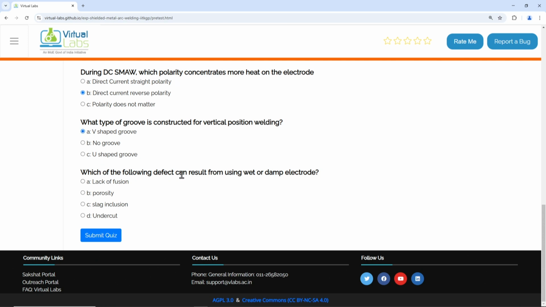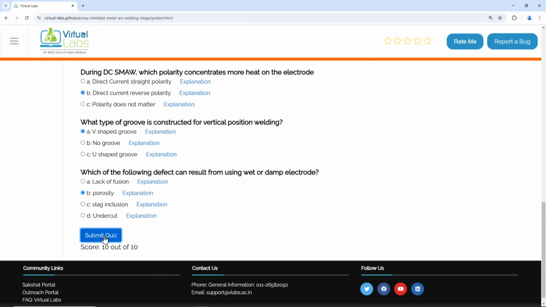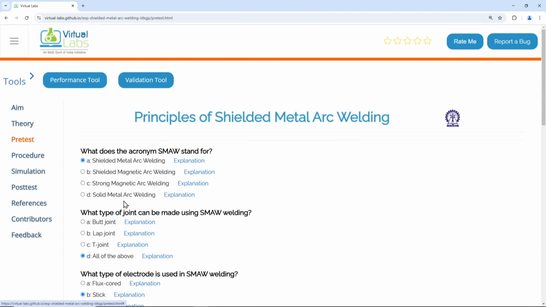Which of the following defect can result from using wet or damp electrode? Porosity could result. Lack of fusion, slag inclusion, undercut. Porosity is the major answer here. Let me submit it. I got 10 out of 10. So that means all are correct.